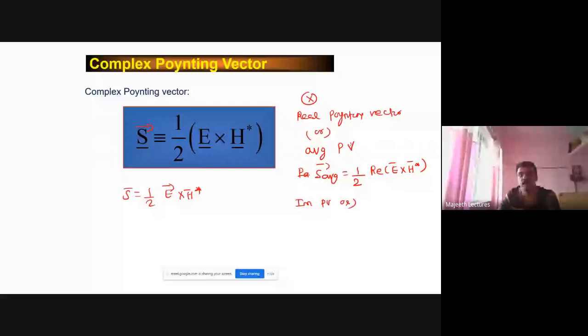Similarly, the imaginary part is known as the reactive Poynting vector. This is very important, please remember. The reactive Poynting vector is S react, given by 1 by 2 imaginary part of E cross H star. So we have also indicated S is equal to 1 by 2 E cross H star, the average Poynting vector.